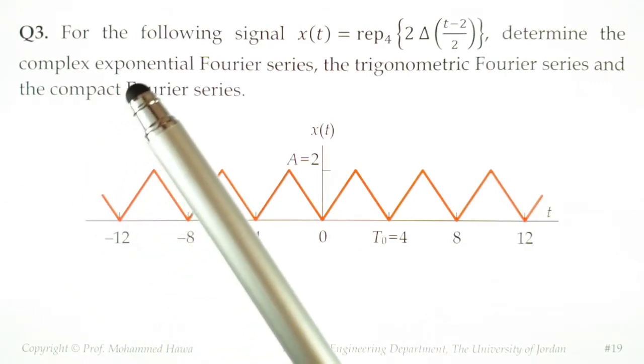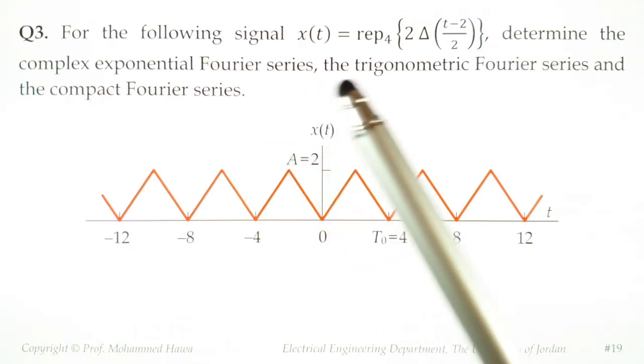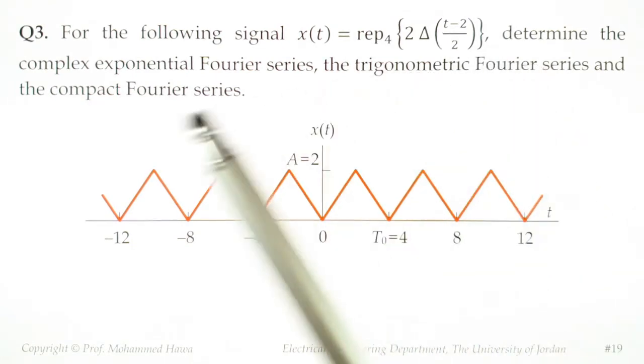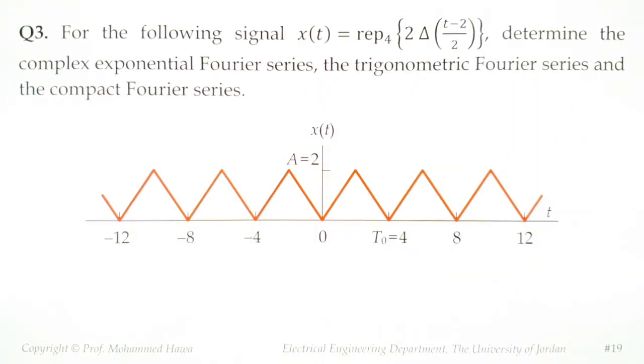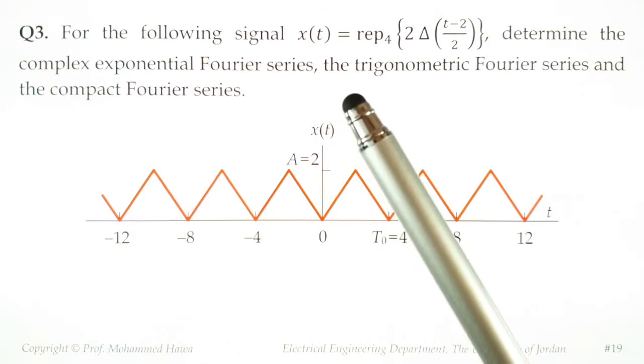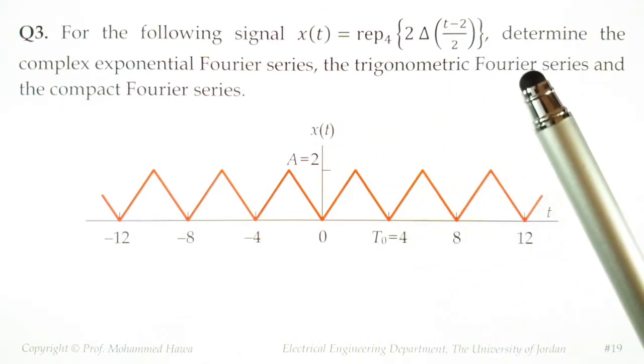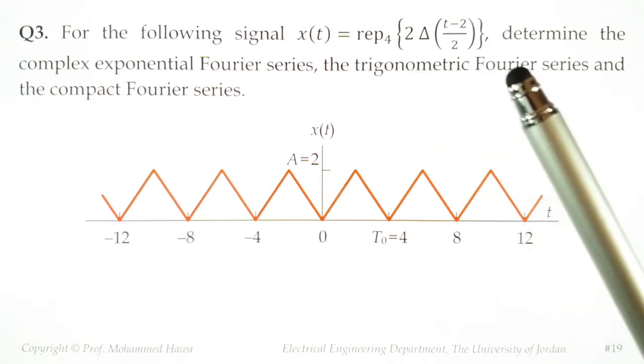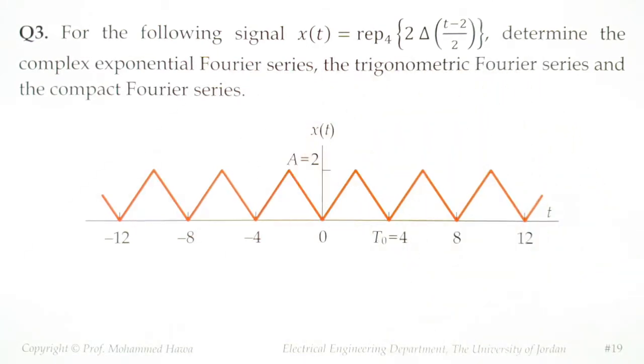Determine the complex exponential Fourier series, the trigonometric Fourier series, and the compact Fourier series forms for this example. As a change of pace, let's this time solve for the trigonometric Fourier series, the a-n's and the b-n's, and then convert the trigonometric form into the complex exponential form.